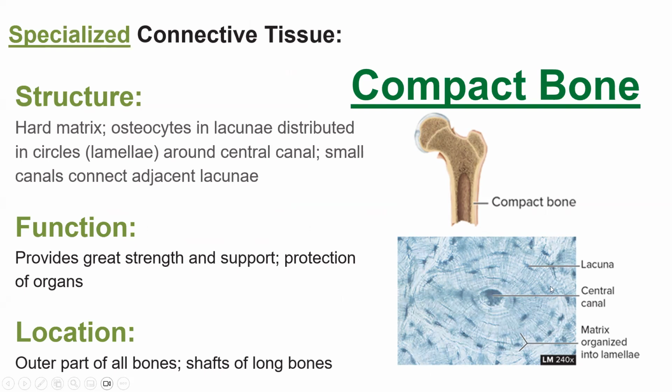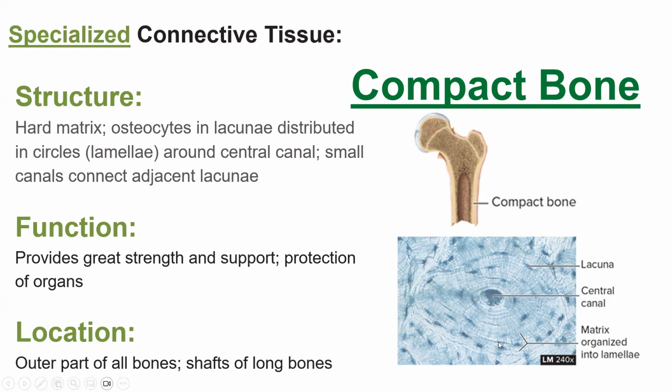And so these circles are called lamellae. So that's how our matrix organizes. The central canal allows for blood flow, as well as nerve supply, and basically a way for things to get in and out of the bone there. Each central canal also has a lot of smaller branching canals that come off of it to get to the adjacent lacunae, basically a way to connect all of our different osteocytes together.